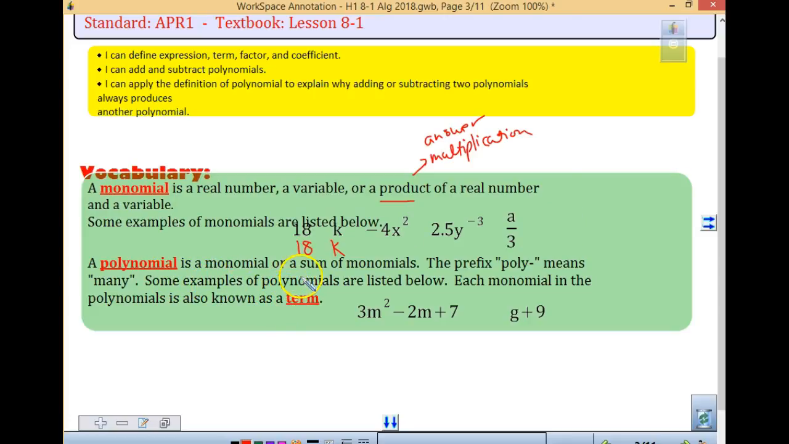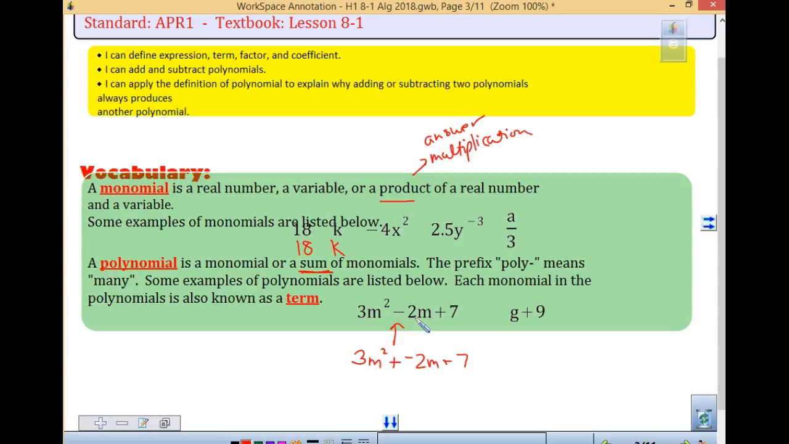A polynomial is a monomial or a sum of monomials. Sum means we're doing what operation? Adding. So someone said, but this isn't addition, this is subtraction. But remember, subtraction, the definition is that 3m squared minus 2m plus 7 can be written as plus a negative 2m plus 7. So this really is an addition, right? This is all addition. It's just that sometimes we write subtraction as a form of addition, right? So it says some examples of polynomials are listed.